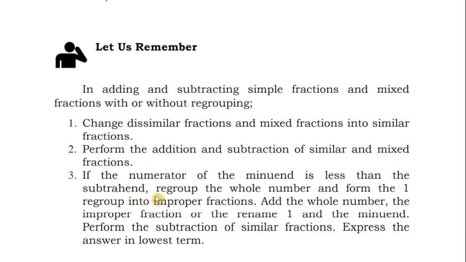If the numerator of the minuend is less than the subtrahend, regroup the whole number and form the one into an improper fraction. Then add the whole number, the improper fraction or the renamed one, and the minuend. Then after that, you're going to perform subtraction of similar fractions. Express the answer in lowest terms.